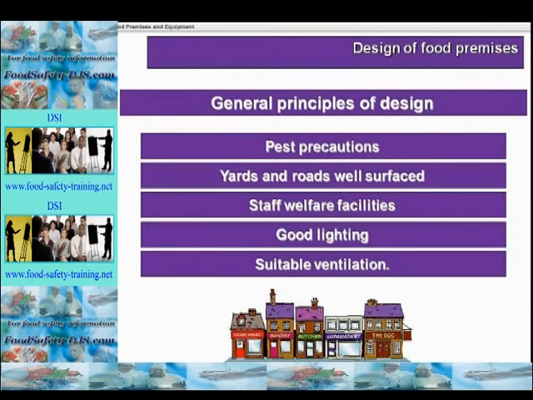Further principles of design include pest precautions, where access and harbourage must be denied. Yards and roads must be well surfaced, with adequate drainage and refuse storage. Staff welfare facilities, dependent on the number of staff. Good lighting, which must be suitable and sufficient, and suitable ventilation, mechanical where required.